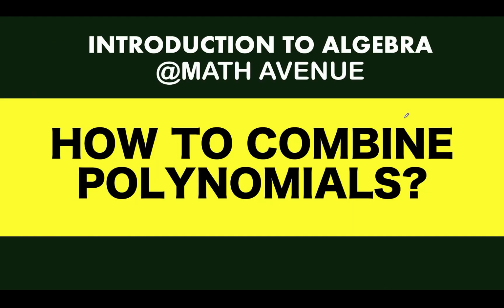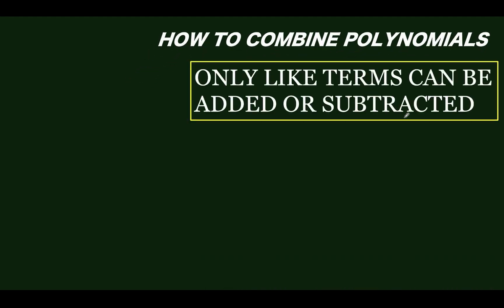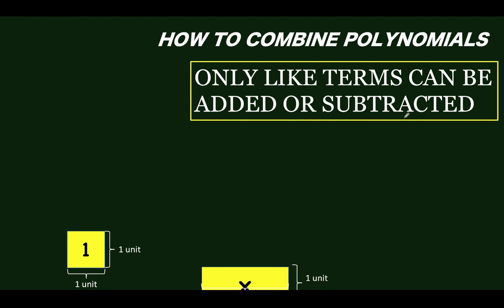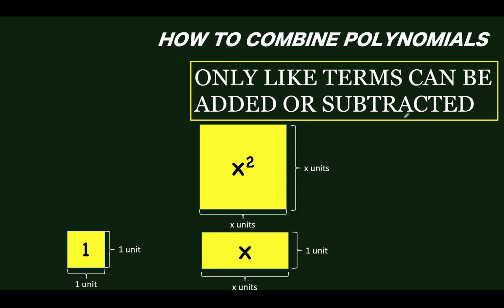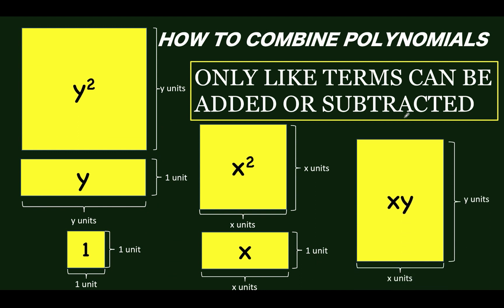So let's have more examples of addition and subtraction of polynomials. This time, let's include subtraction. So this is again our representation of one unit. This is our representation of x, x squared, y squared, and xy. How about negative 1? How do you represent negative 1? We use the color red to represent negative 1.